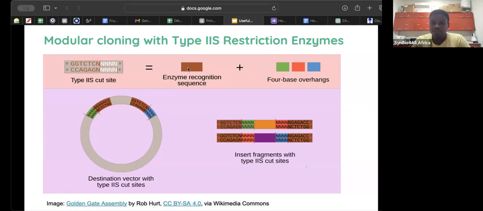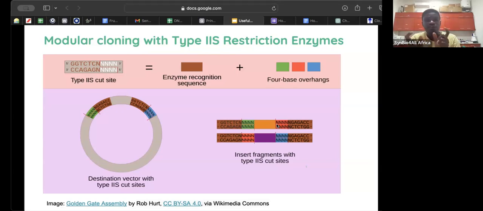With that in mind, for example, you have this piece of DNA here, and that piece of DNA here. When you cut, it's going to leave a four base pair overhang at the bottom here, and a four base pair overhang at the top here. So you have a four base pair overhang at the bottom of one DNA, and a four base pair overhang at the top of your other fragment that you want to put together, then they can come together.